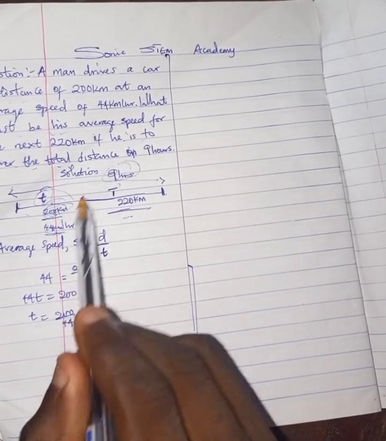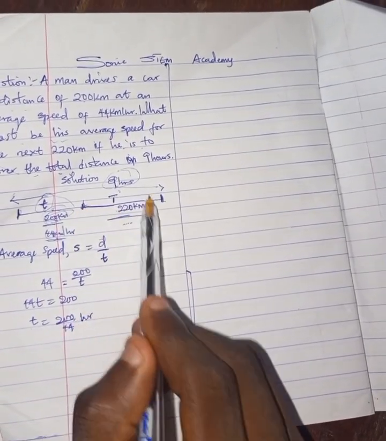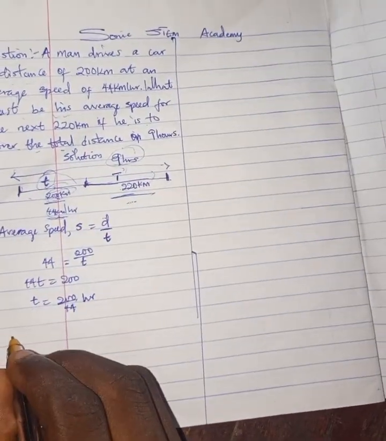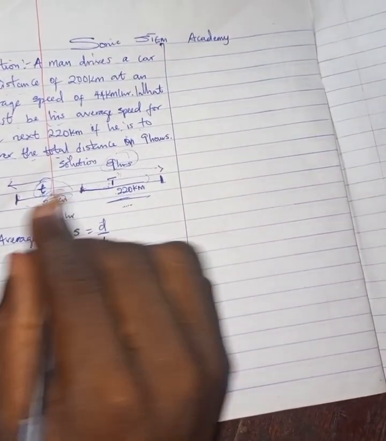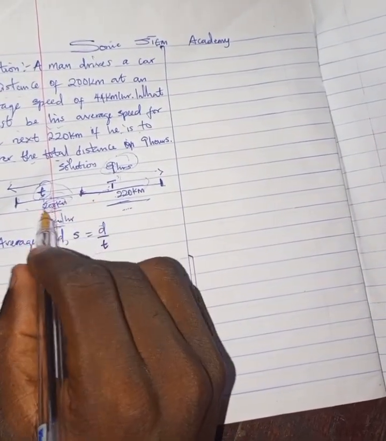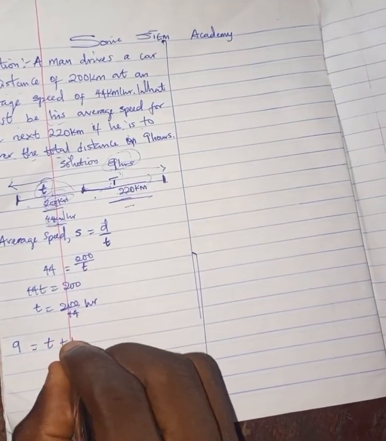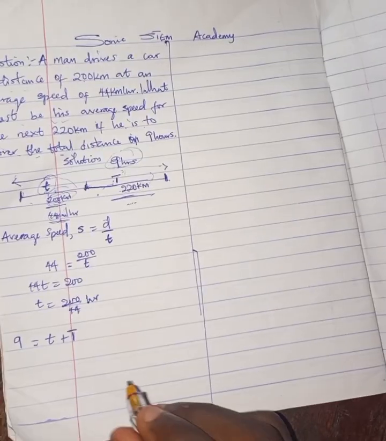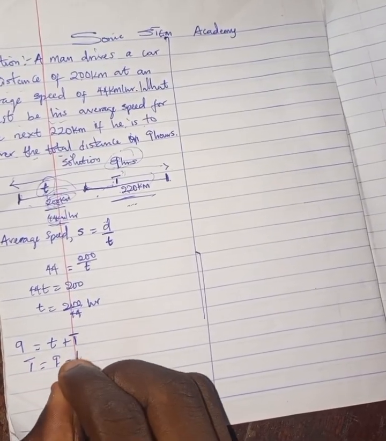Now, how do I get my average speed for the 220 km, which is capital letter T? We already know that the total time he used to cover the whole distance is 9 hours. So it is the sum of the time he used to cover 200 km and 220 km. That is small letter t plus capital letter T. So make capital letter T the subject of the formula. I'll be having T equals 9 minus t.